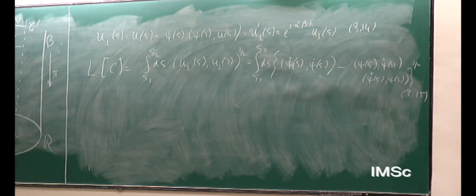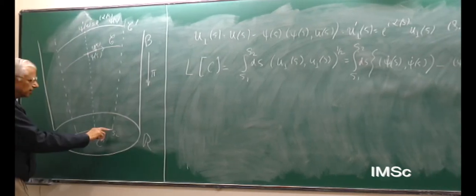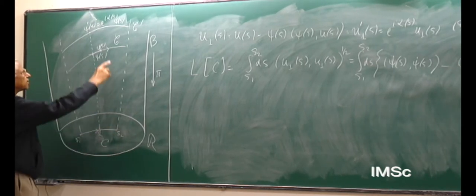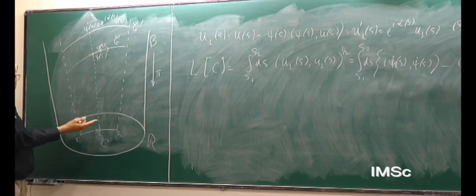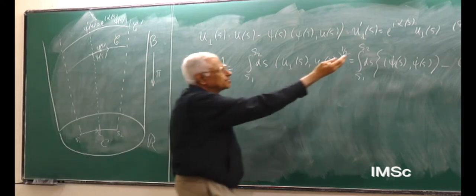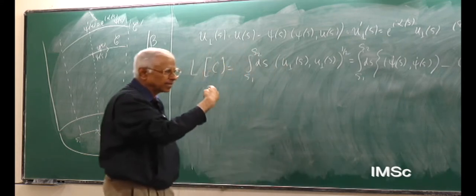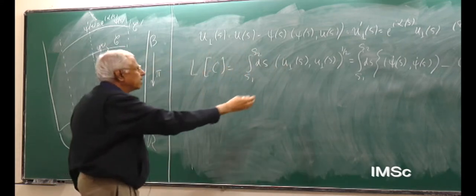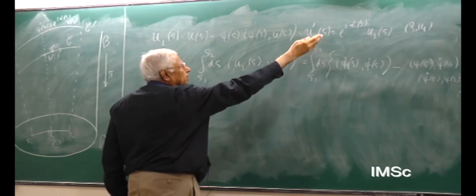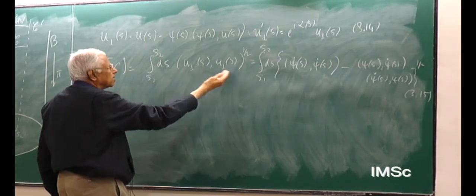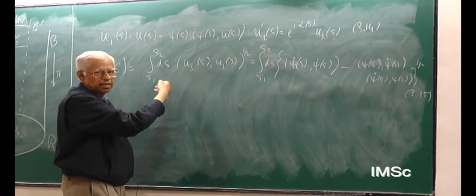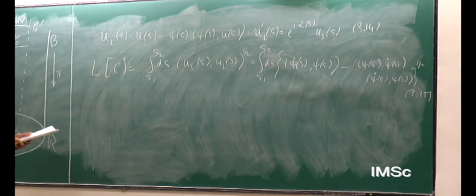What you have to appreciate is that this capital L is really a functional of the curve C here. It does not depend on which lift you use to calculate. Why? Because of this very simple transformation rule in going from a script C to script C prime. You can see that U perpendicular prime is a phase times U perpendicular, so that phase will disappear in the integrand. So that shows you two things.